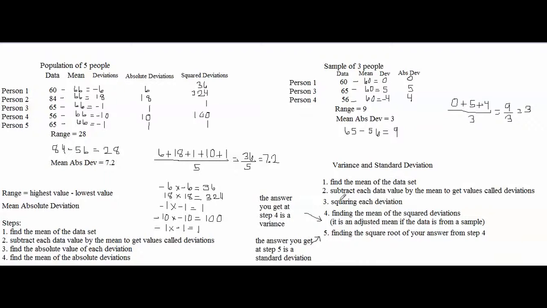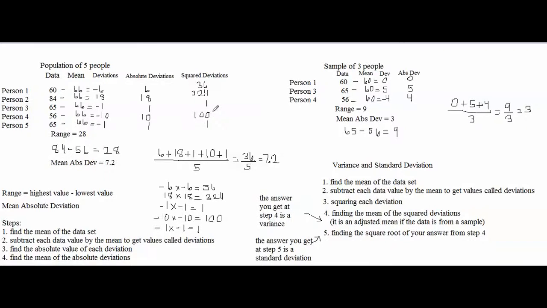So now we finished step 3. We've squared each deviation. The next step is finding the mean of the squared deviations. I mentioned an adjustment here. We actually don't do any adjustment if the data comes from an entire population, like it does here. We just find the mean of the squared deviations. So how do we do that?